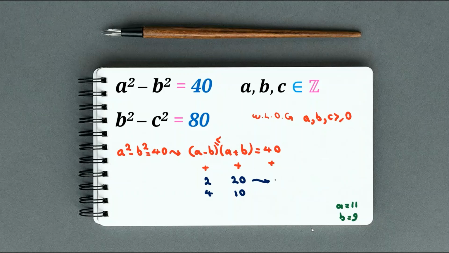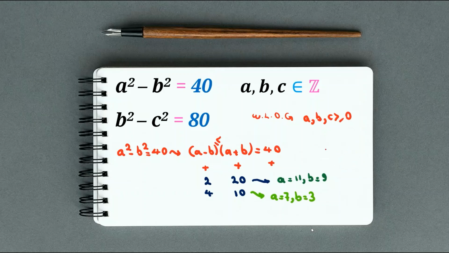Now we should also find c. Let's try. For the second case, a minus b is 4, a plus b is 10. Again, if we add, 2a equal to 14, if we subtract, 2b equal to 6, so a equal to 7 and b equal to 3. So a equal to 7, b equal to 3. Now it's time to find c.